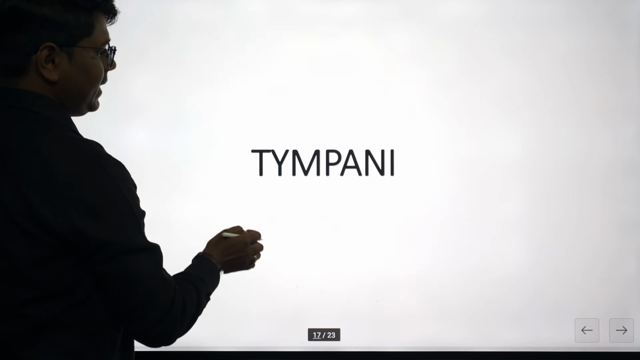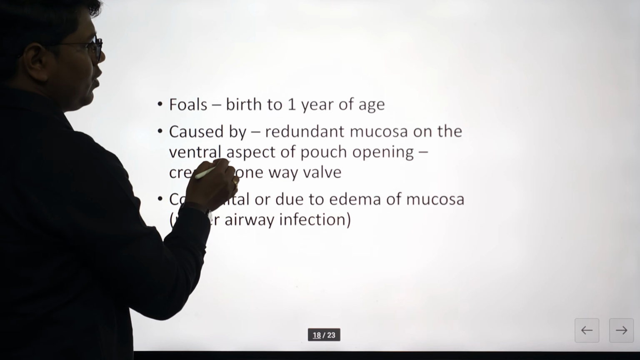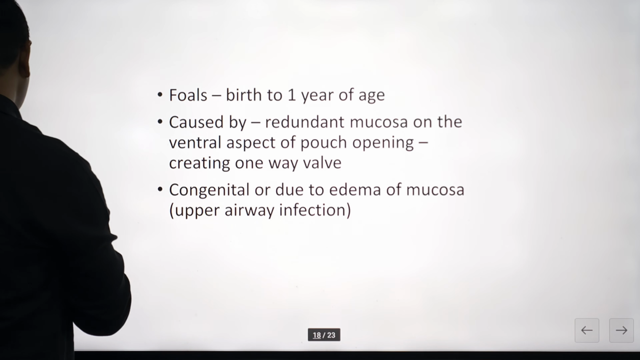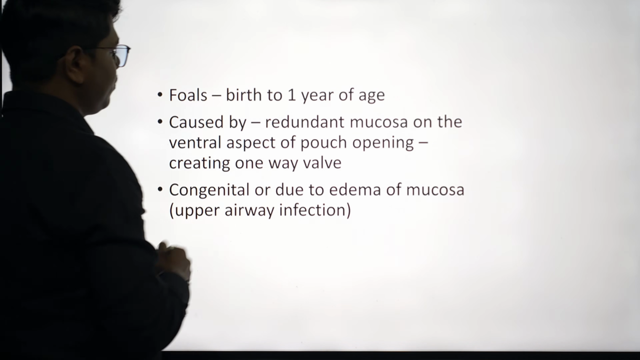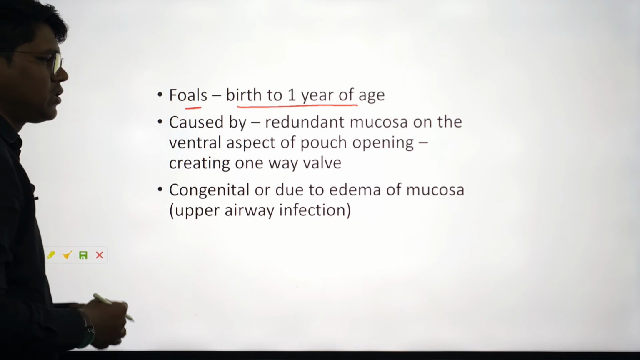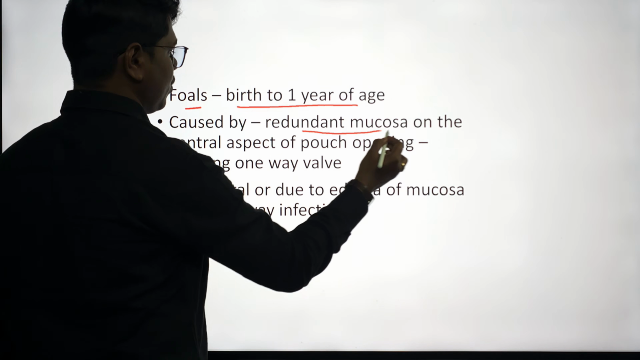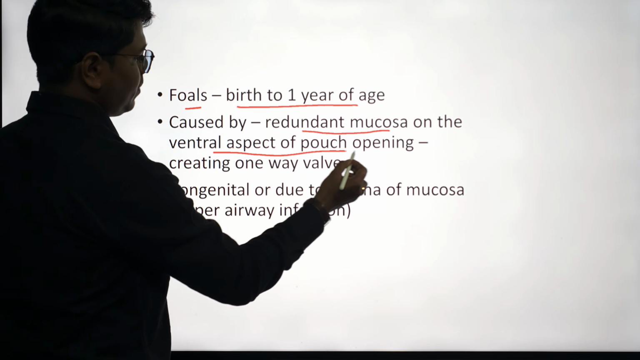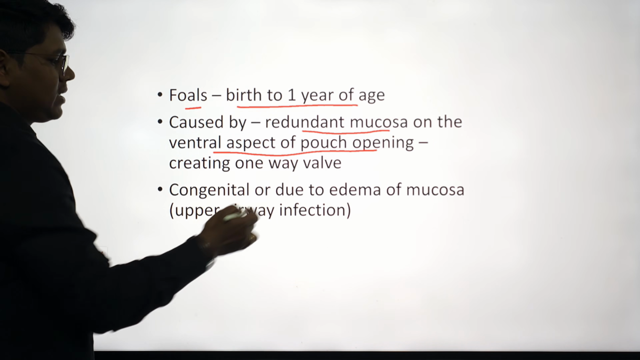Next, the tympany of the guttural pouch. Tympany means accumulation of gas. So it is most common in foals, usually from birth to 1 year of age. It is caused by redundant mucosa on the ventral aspect of the pouch opening that creates a one-way valve.